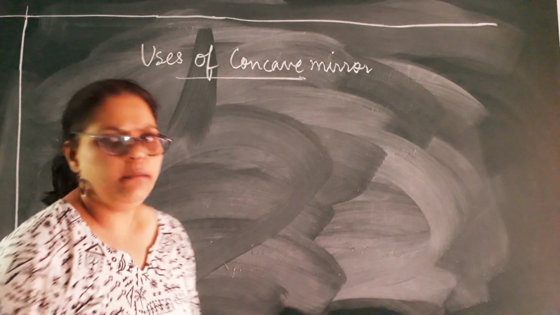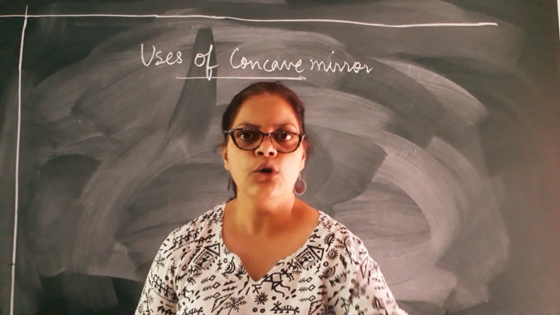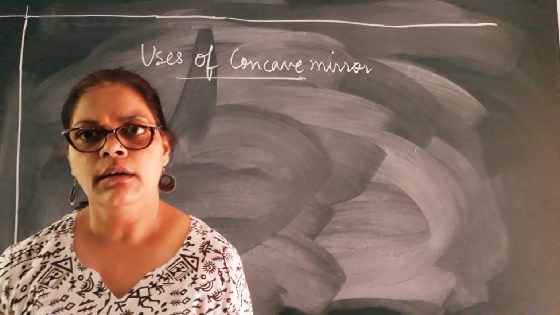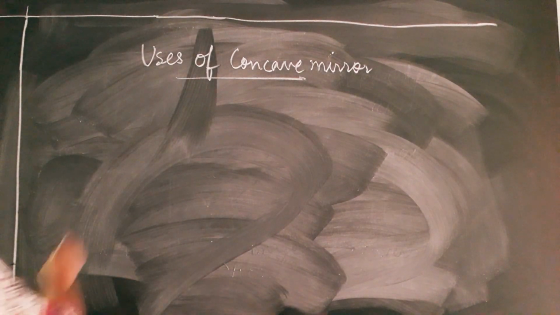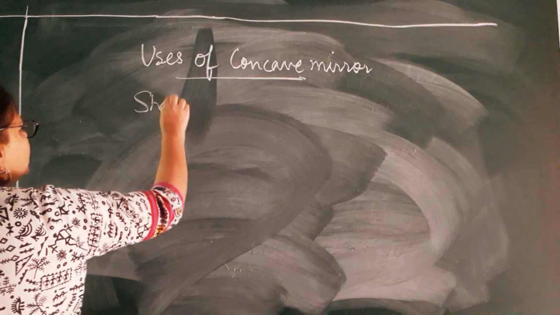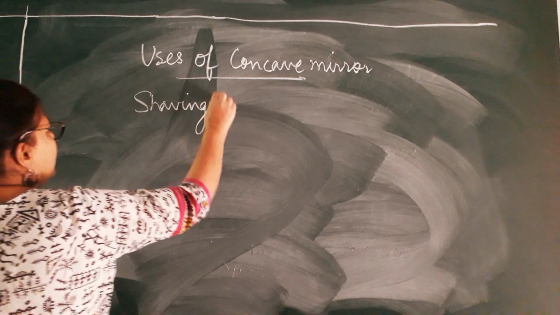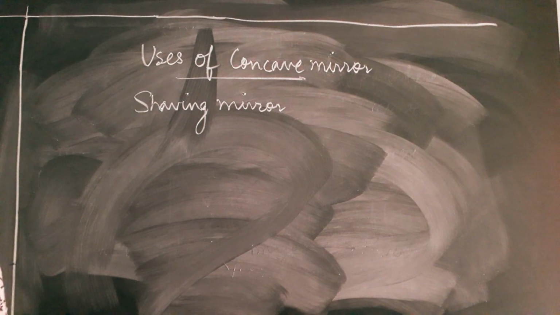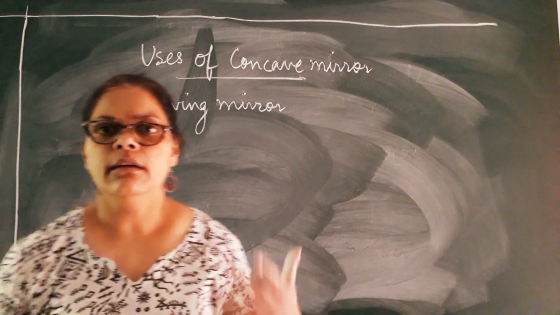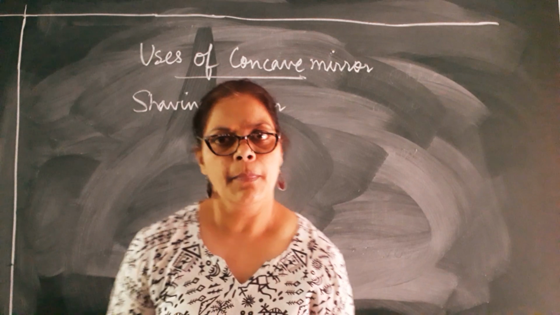We know we use plane mirrors daily. We look, that's a looking mirror. A plane mirror is a looking mirror. Okay. But what about concave? Concave is used as a shaving mirror. The first use is concave is used as a shaving mirror. Now why? Question comes to your mind. Why is it used as a shaving mirror?